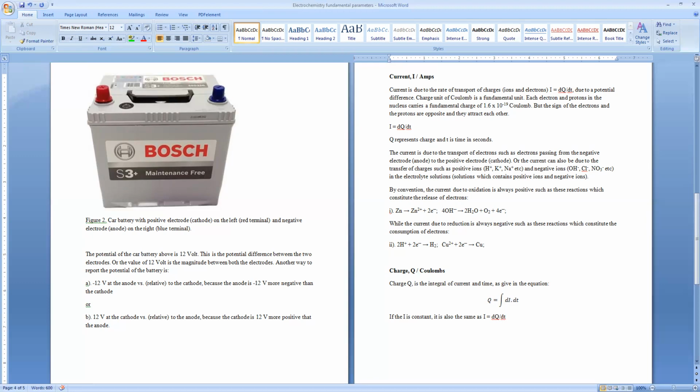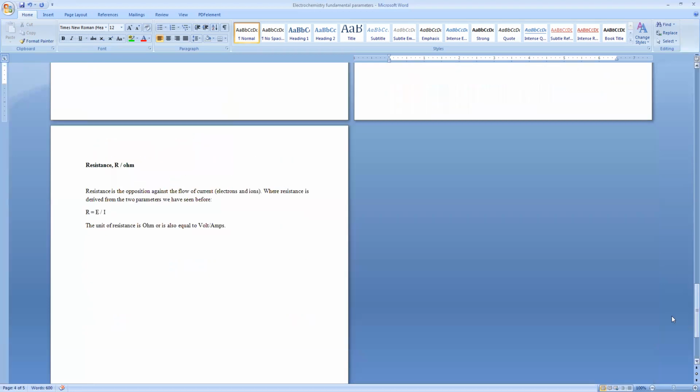Therefore, when I is constant, I equals dq by dt. That means the charge Q is the integral of the current with time, or the integral of I dt. So that is basically charge, Coulomb.